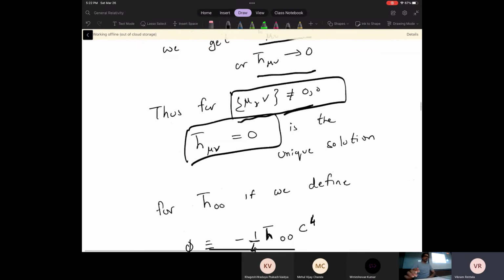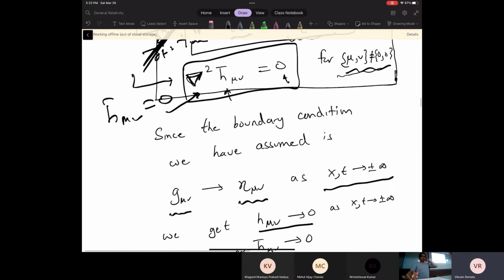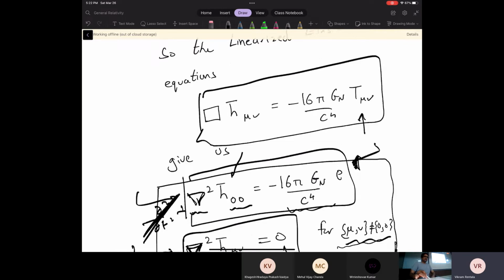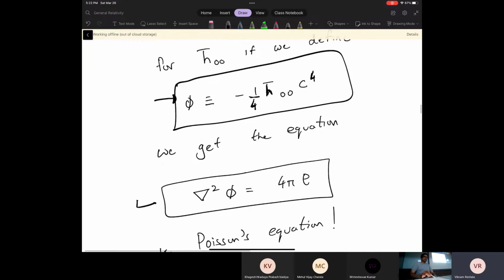For h̄_00, we'll redefine −1/4 h̄_00 times c⁴ as φ. We'll just call it φ, and plug φ in instead of h̄_00 over here. And something rather remarkable happens. The equation is now ∇²φ = 4πρ.